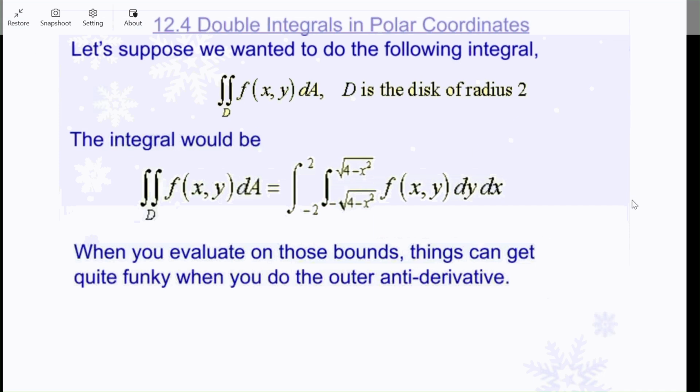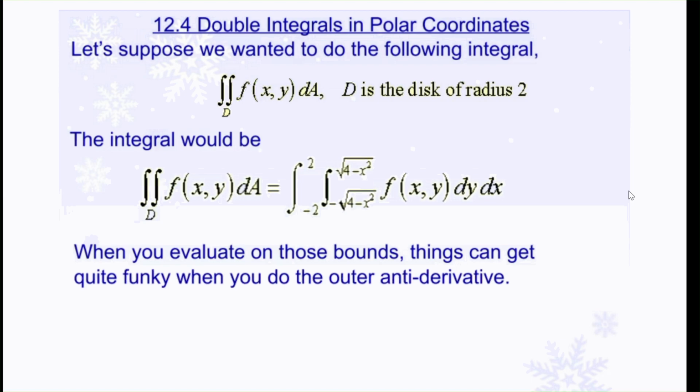Hello class. Today we're going to be learning about double integrals, but we're going to learn a bit of a hack that's going to help us to do double integrals over certain regions easily, or at least easier. Let's take a look at this double integral.